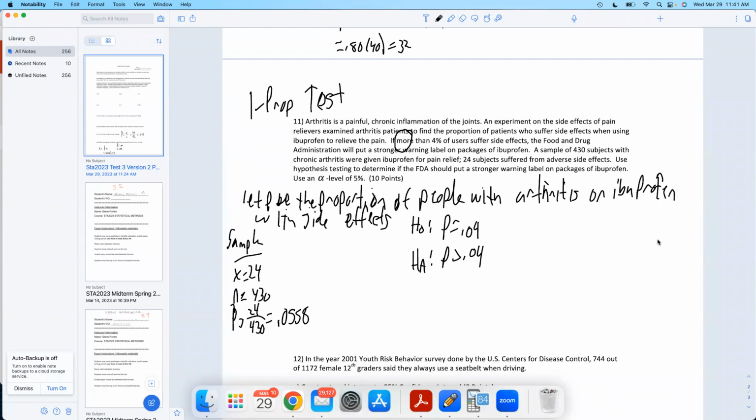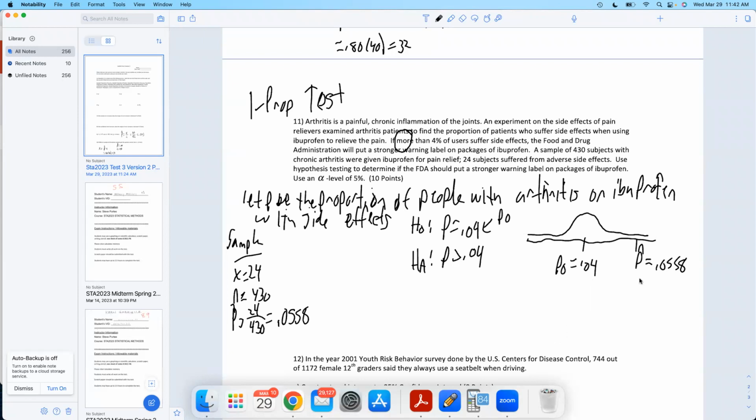Okay, we draw our picture. Drawing the picture is a required step. And the reason for that is it catches a lot of mistakes. Right here in the middle, that's our P naught, that number right there. So 0.04, P naught. What we believed before we did the sample. My sample was way up here. P hat. Here, I'll write this here. P naught equals.